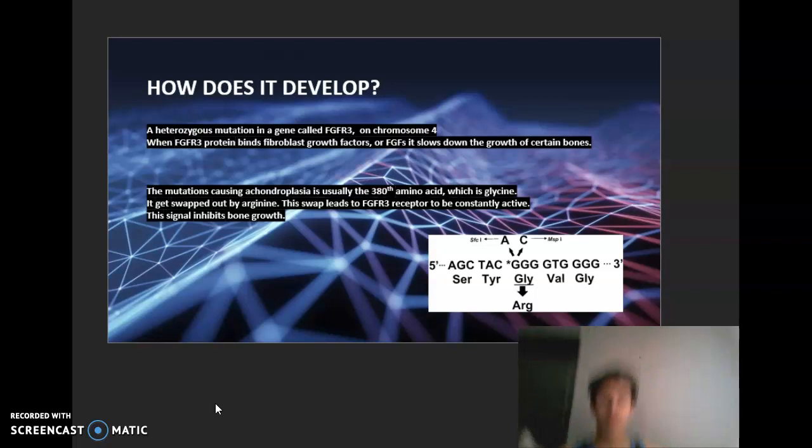How does it develop? Well, a heterozygous mutation in a gene called FGFR3 on chromosome 4, and the FGFR3 protein binds fibroblast growth factors. The FGFs slow down the growth of certain bones. Basically, the mutation causing achondroplasia is usually at the 380th amino acid, which is glycine, and it gets swapped for arginine. This swap leads to the FGFR3 receptor being constantly active, and it signals to inhibit bone growth. Basically, it limits the growth of the bones.